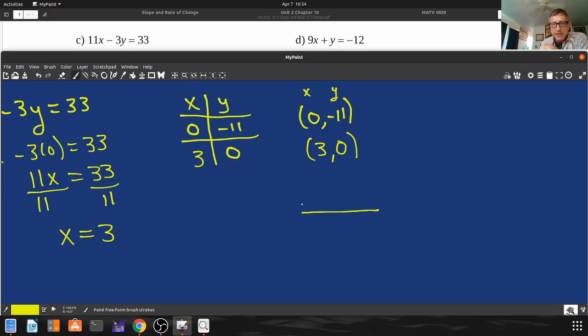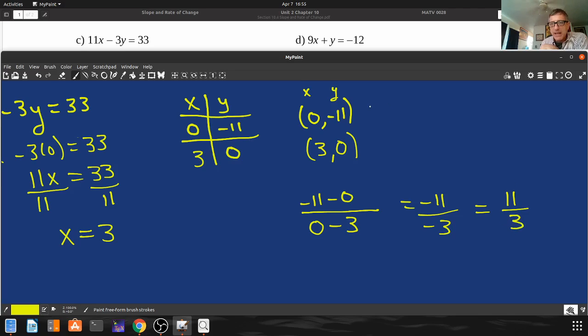Minus 11 minus 0. So I just take the top value, subtract the second value from the top value, and then I go to the bottom and I go 0 minus 3. And that gives me minus 11 over minus 3. A negative divided by a negative is a positive, so my slope is 11 over 3.